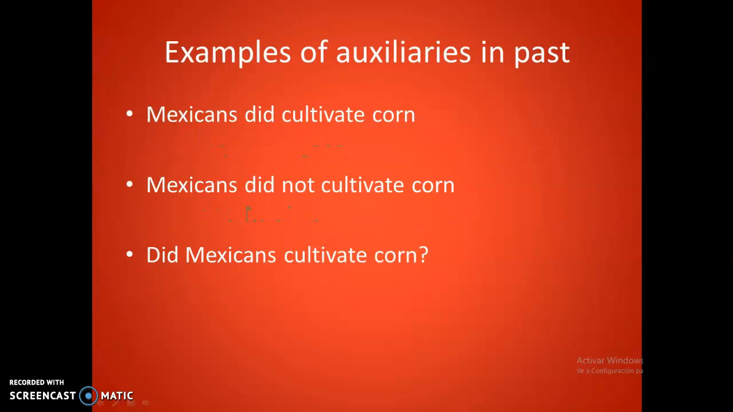So, now we're going to check some examples of auxiliaries in past. We use the auxiliary did. For example, Mexicans did cultivate corn. In negative, Mexicans did not cultivate corn. And in interrogative, did Mexicans cultivate corn?